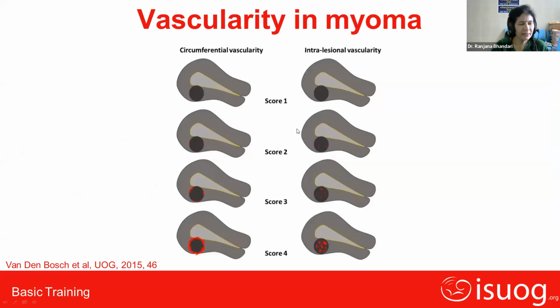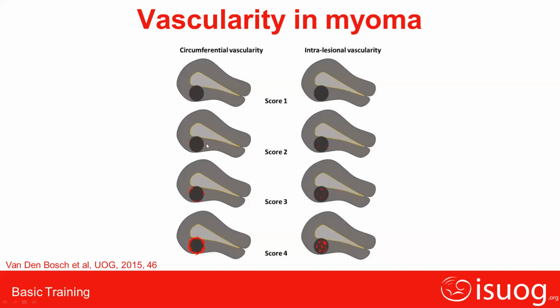Just like IETA and IOTA, we have to describe the vascularity of any lesion in a scoring system. As we learned last time, there are four types of scoring: score 1, score 2, score 3, and score 4. Score 1 means no vascularity. You have to write separately for circumferential vascularity as well as intralesional vascularity. So score 1 means no vascularity, nothing. You are not seeing any type of vascularity.